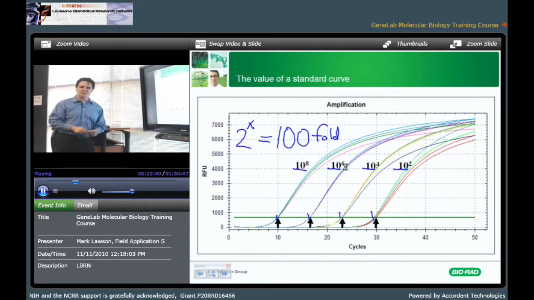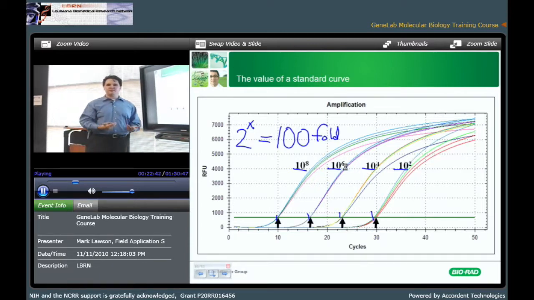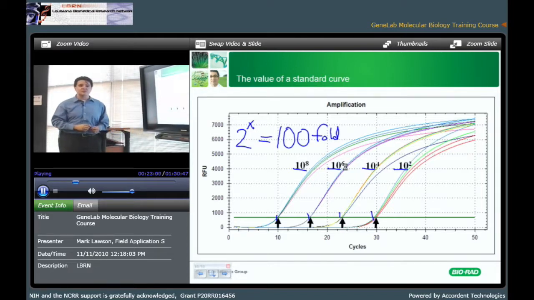And knowing that number will improve the quality of your data, both when you're using standard curves and when you're not using standard curves. When you're using a 2 to the minus delta delta CT analysis, which most people are doing, knowing the efficiency prevents you from making assumptions that are false. And that's really what standard curves are especially good at, is testing our assumptions.